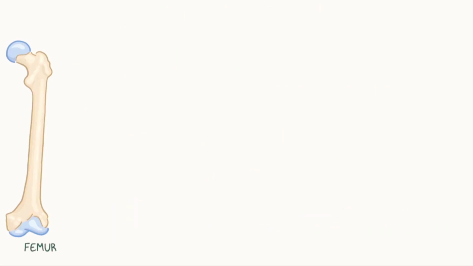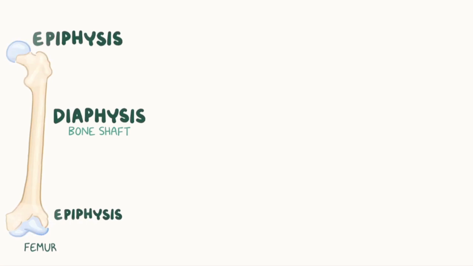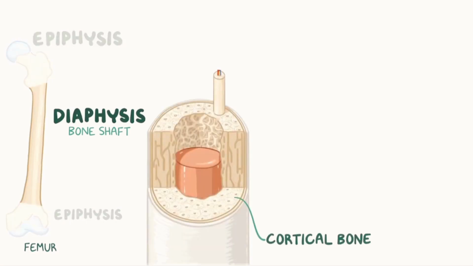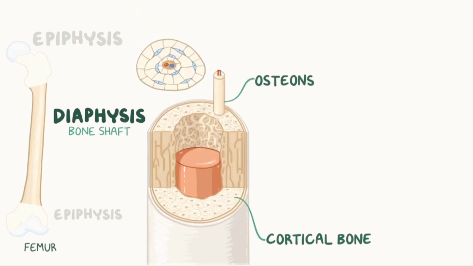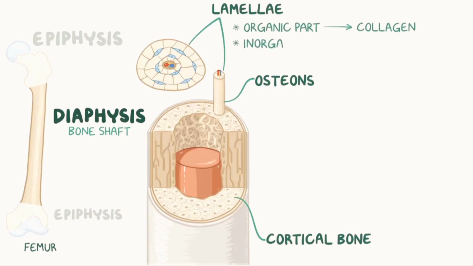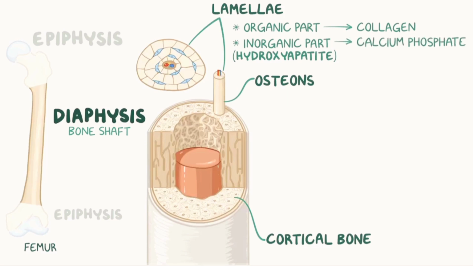Now, let's look at the femur, the longest bone in the body. The two ends of the bone that form the joints are called the epiphysis, while the shaft of the bone is called the diaphysis. Looking at the diaphysis, it has an external part, the cortical bone, which consists of many tiny cylinders known as osteons. Each osteon is made of many lamellae, which are concentric layers made of an organic part, mostly collagen, and an inorganic part, called hydroxyapatite, which is mostly calcium phosphate.